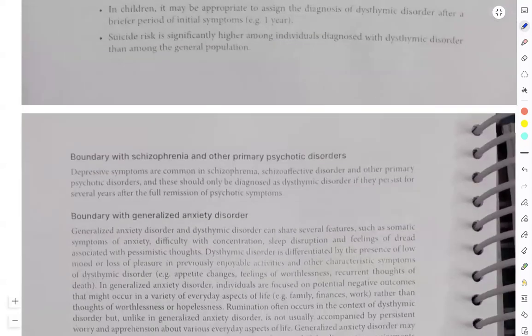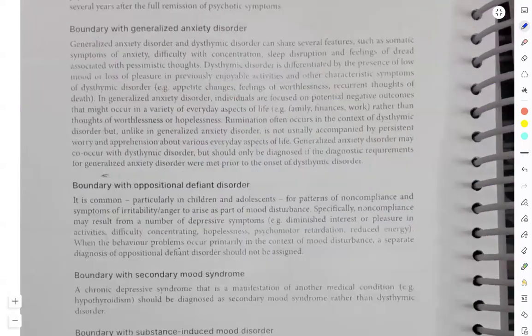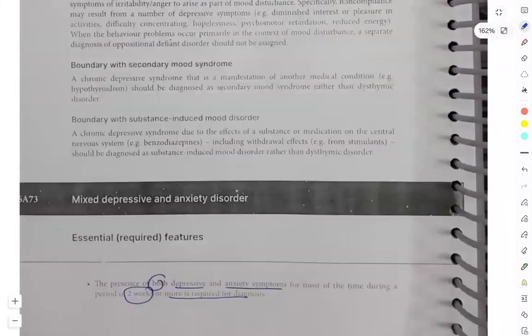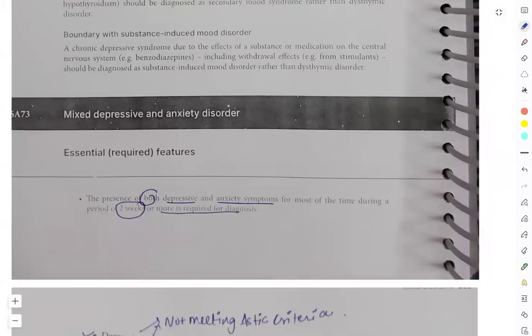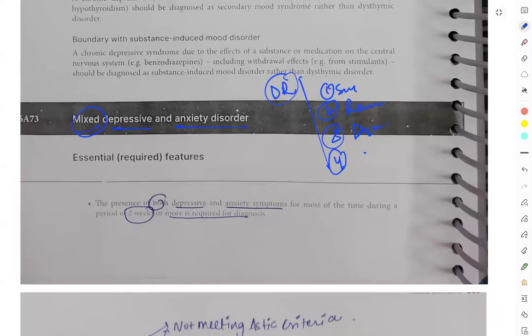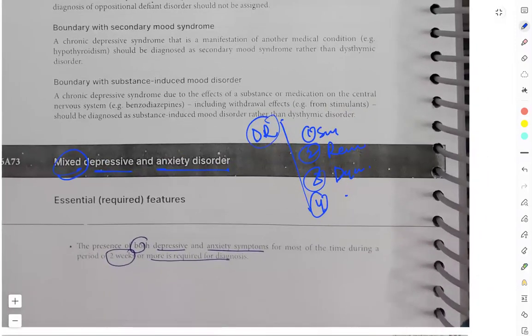All right. Okay, so that was dysthymia. Now moving on, we have the next one. So we discussed single episode depressive disorder, we discussed recurrent depressive disorder, and we also discussed dysthymia under depressive disorders, depressive and related disorders. All right. Now we are coming to mixed depressive and anxiety disorders. So what is the difference? What is it about mixed depressive and anxiety disorders?